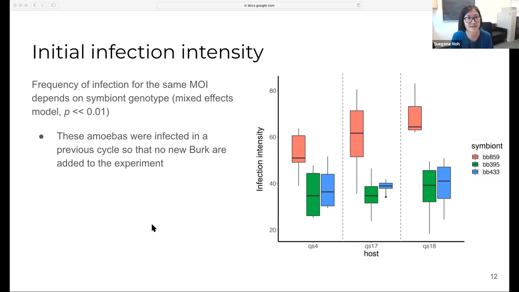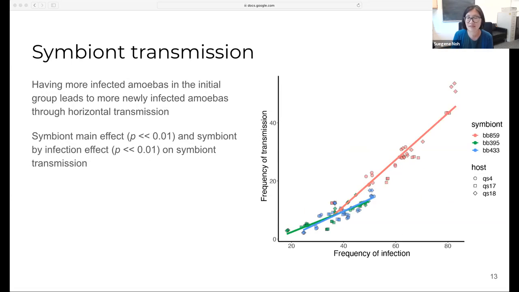This hints at a resistance mechanism in action that may be in common across all of these naive hosts, where all of the hosts are potentially more resistant to these 395 and 433 strains compared to the 859 strains. When we look at the relationship between infection intensity and the frequency of transmission, we see, first of all, that horizontal symbiont transmission is actually happening during the social cycle, consistent with what is expected for horizontal transmission in general.